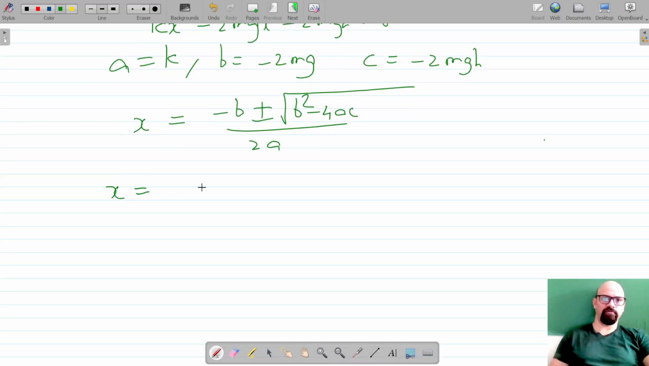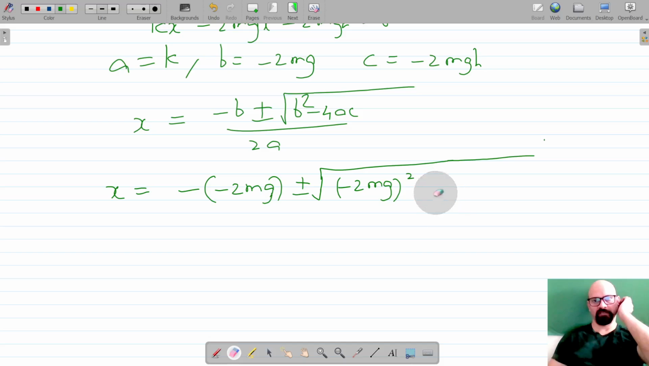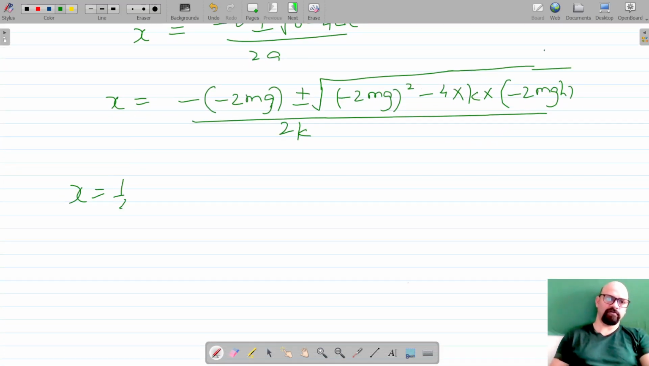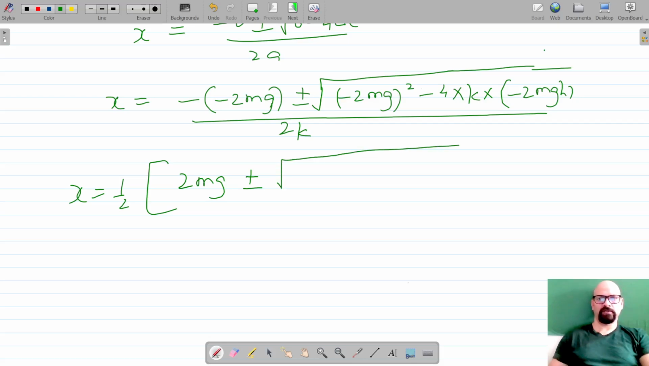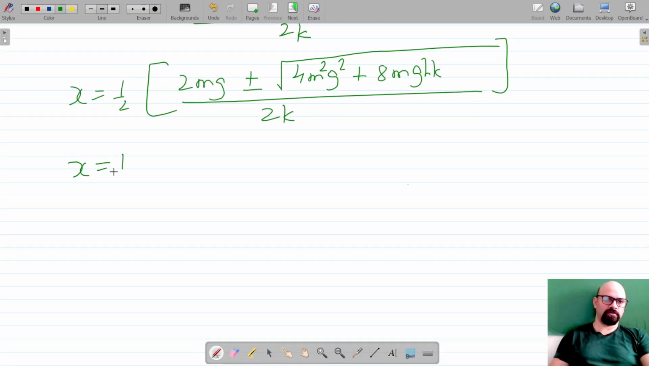Let's put in the values. So x is equal to minus b, which is minus of minus 2mg, plus or minus the root of b squared, which is minus 2mg the whole squared, minus 4 into a, which is k, into c, which is minus 2mgh, upon 2 into a, which is 2k. I'm going to take this 2 out. So this is 2mg plus or minus the root of 4m squared g squared plus 8mghk, upon 2k. So x is equal to half.